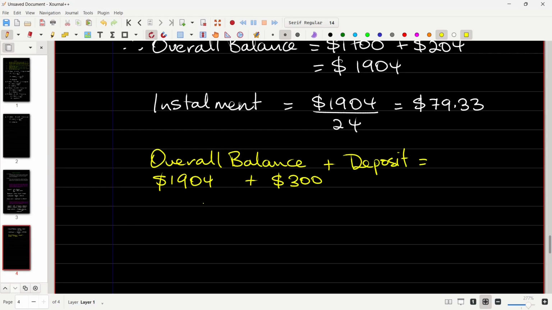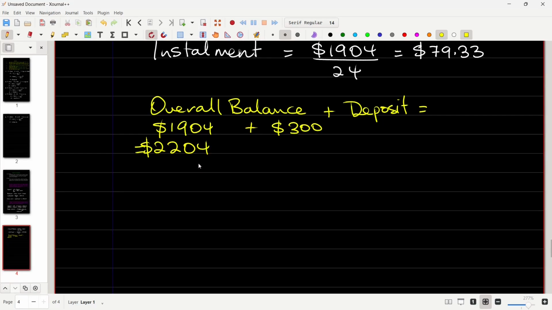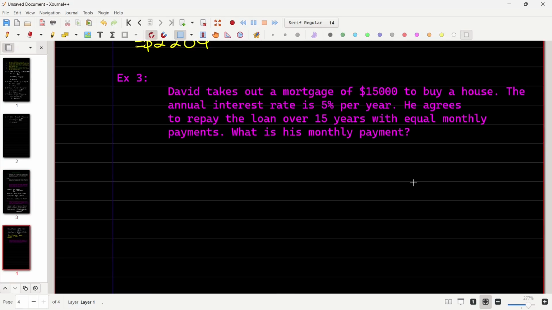Anyway, so this here works out to be 2,204. Notice that you're paying an extra $204. Obviously, you can tell that from the interest. You're paying an extra $204 for the item. All right, let's look at number 3.